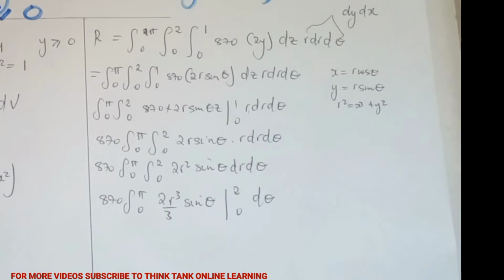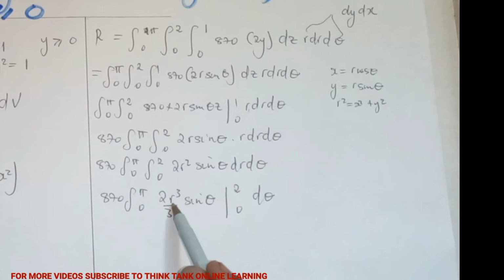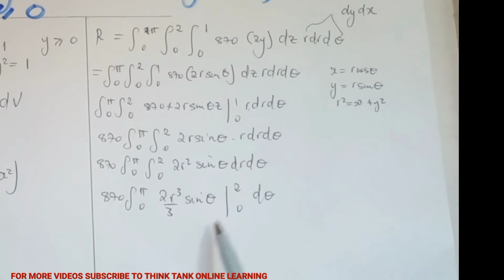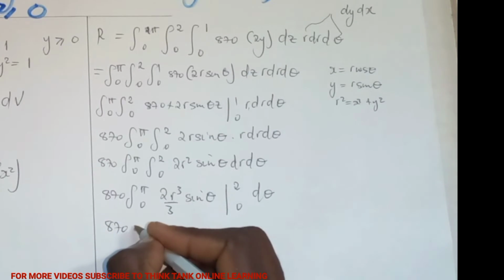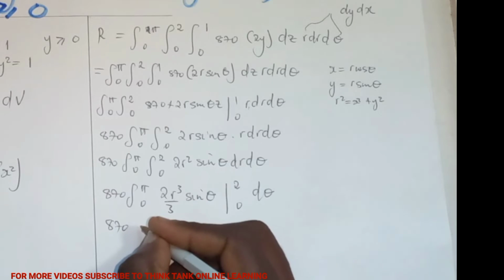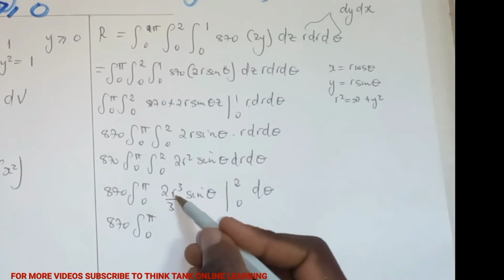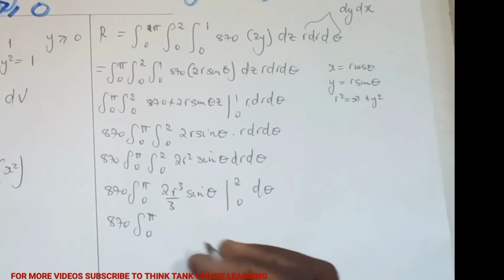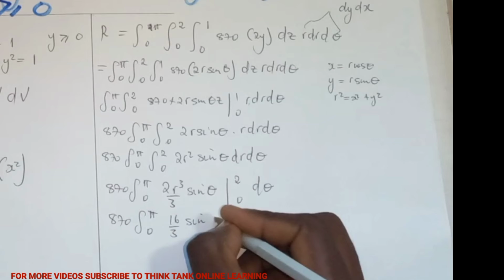Okay, and if I say upper bound minus lower bound, I'm going to first replace r with 2, then r with 0. And if I replace r with 0, see, this is going to be 0. So it's 870, pi, 0. Okay, so 2 to the power 3, that is 8. 8 times 2 is 16. So 16 over 3 sine theta.